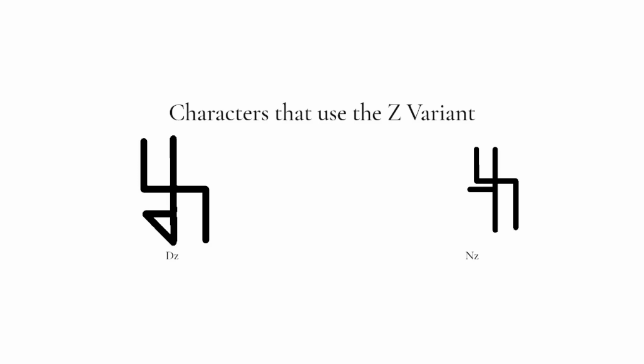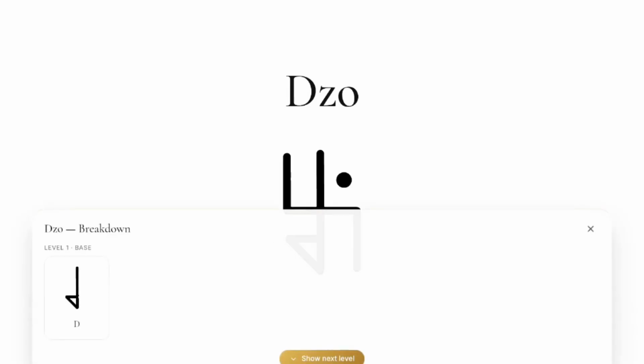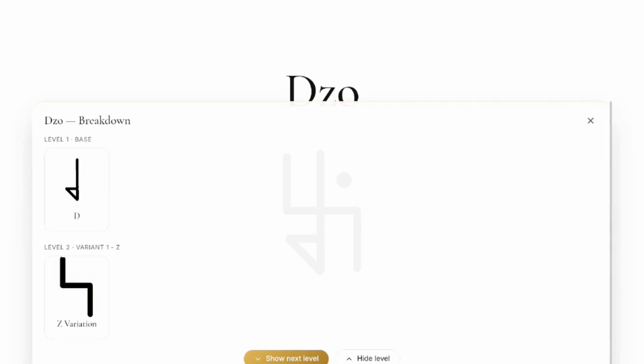Now let's look into the breakdown of each sound, of how the Z variant is applied, with O as an example for the vowel. This is DZO. As we can see, the dot over there represents O. Now let's look at the breakdown. We have D and the Z variant and O.